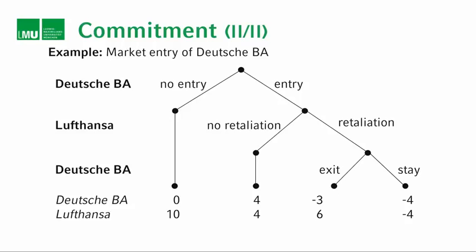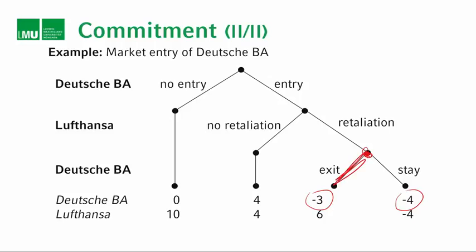So let's have a look at what the payoffs are, and let's see how we can solve this game tree. Again, this is a game tree which we have to solve by backward induction. Backward induction means we look at the very end of this game, and this is the last decision of the game. That's Deutsche BA. If they've entered the market, if Lufthansa has decided to retaliate, Deutsche BA can choose to exit or to stay. If they exit, they make profits of -3. If they stay, they make profits of -4. So their best strategy, if they entered and Lufthansa retaliated, is to exit the market.